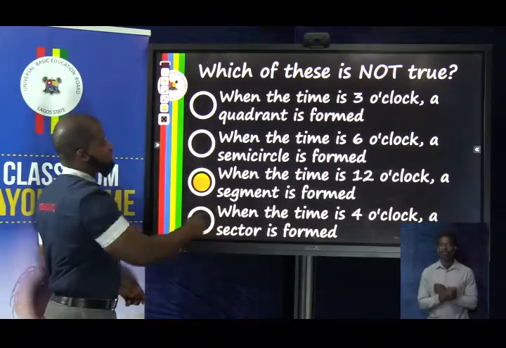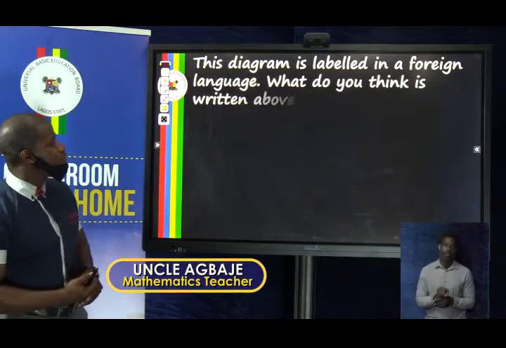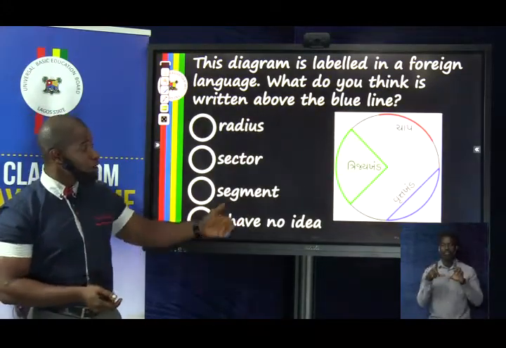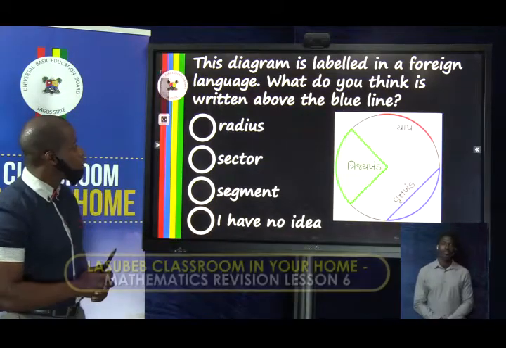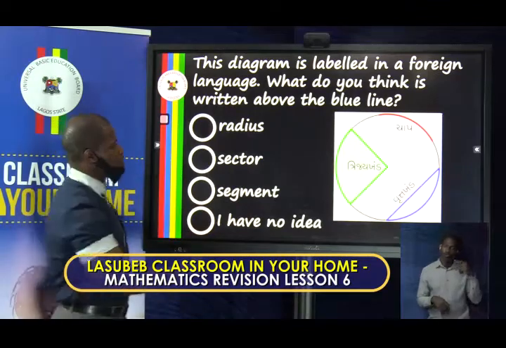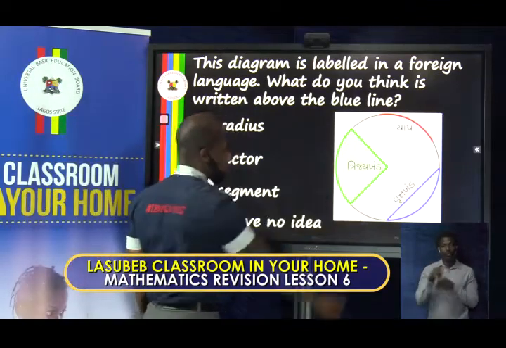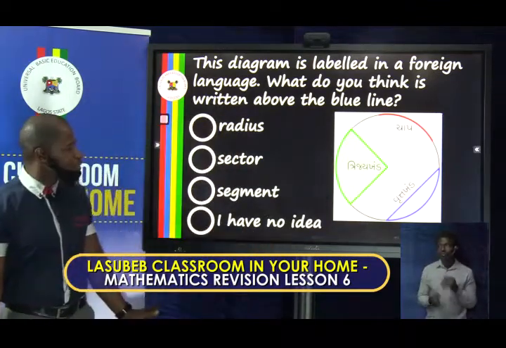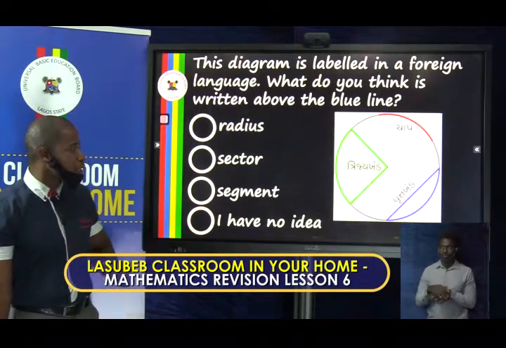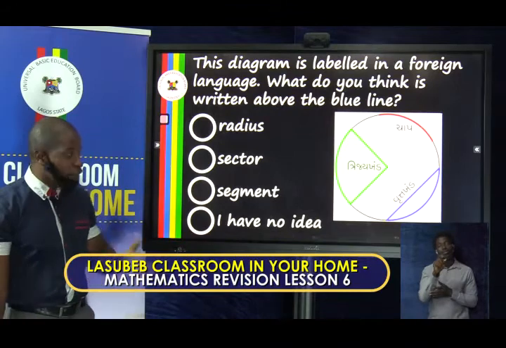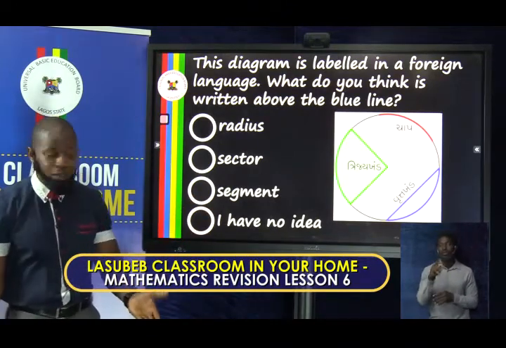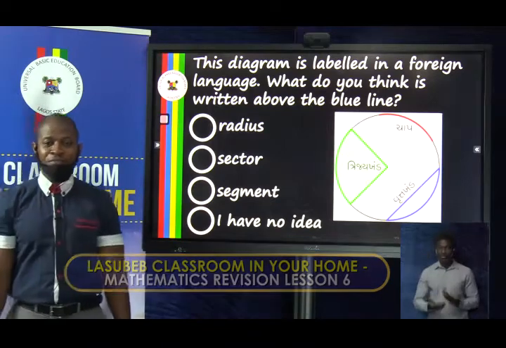Okay. This diagram is labeled in a foreign language. I don't even know the language. But there is that blue purple line here. What do you think this means? What do you think that word written above the bluish purple line is? Is it radius? Could it be a sector? Or could it be segment? Or I have no idea.